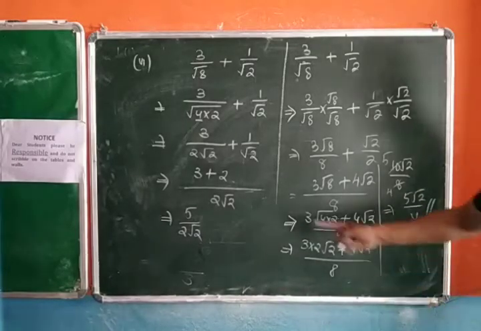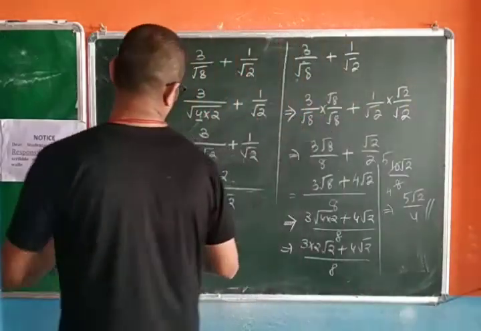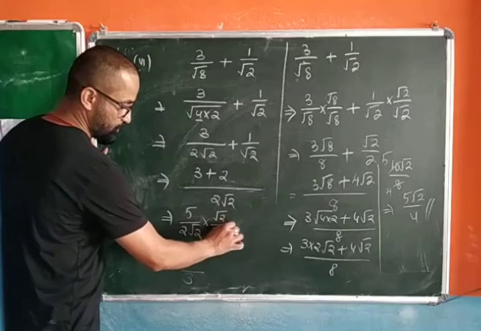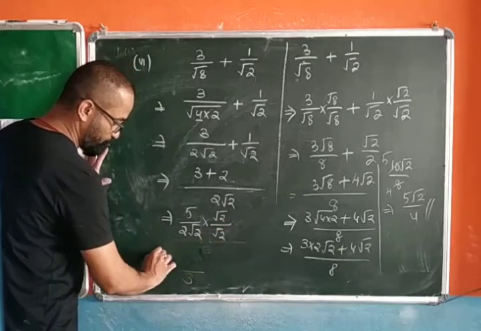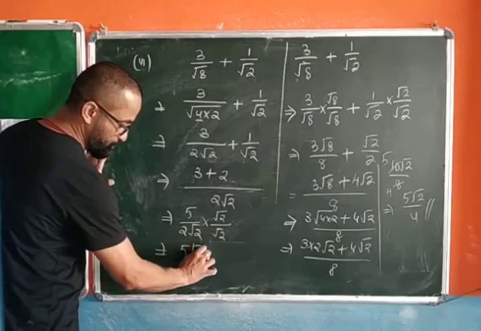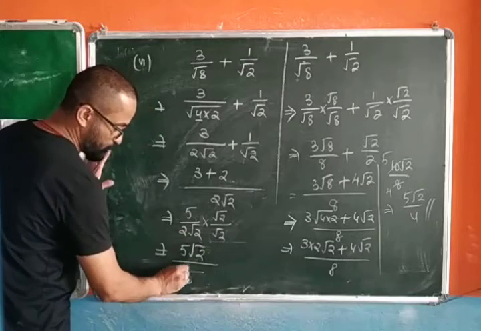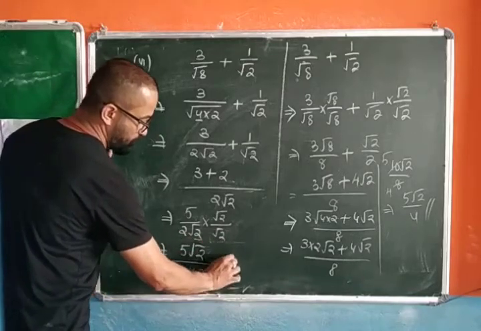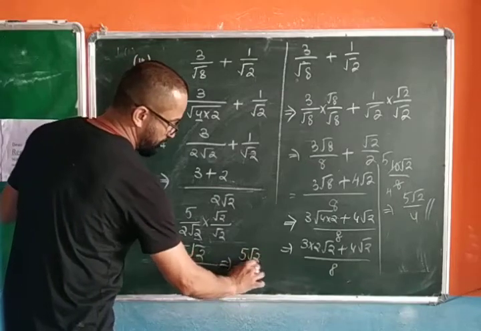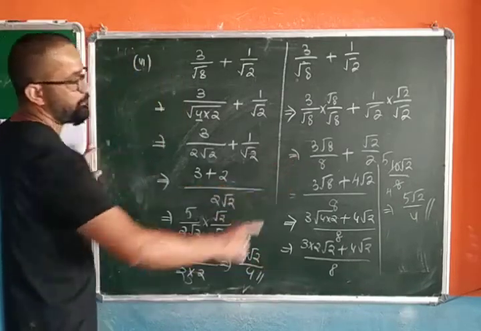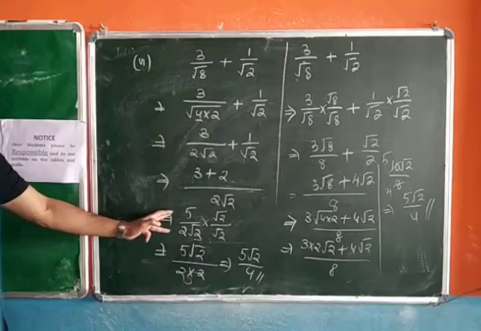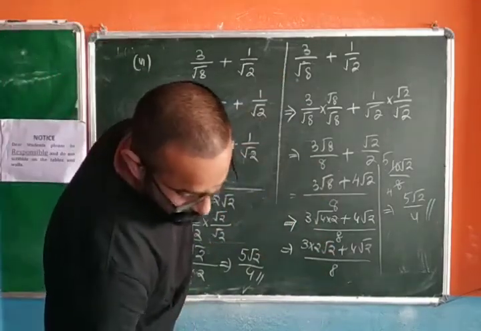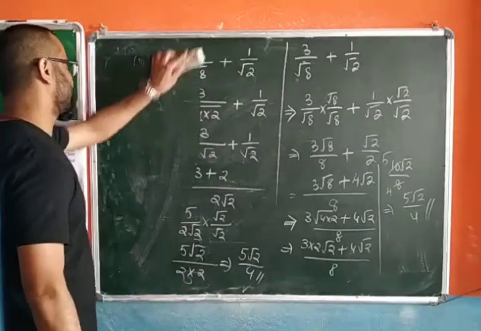This answer is similar to this here. You can rationalize it. Root 2 into root 2. So we get 5 root 2 divided by 2 into root 2 into root 2, which is 2, so 5 root 2 divided by 4. You'll get the same answer. Either you solve it stepwise or you do it directly. Question number 6.